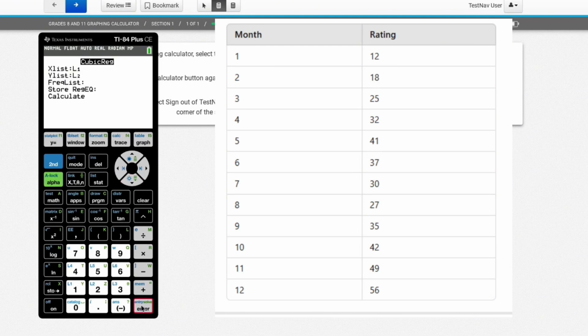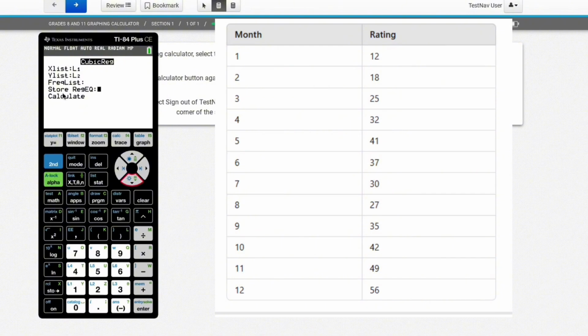Now, Part C is going to ask us to use this equation for later use. So before I answer B, I'm going to do something that'll help me for Part C. I'm going to go down to Store Reg EQ. I'm going to save the answer that I get into my calculator so that when I get to Part C, life is a lot easier.